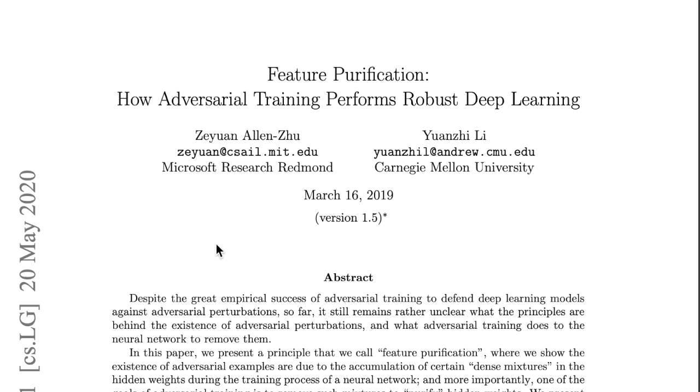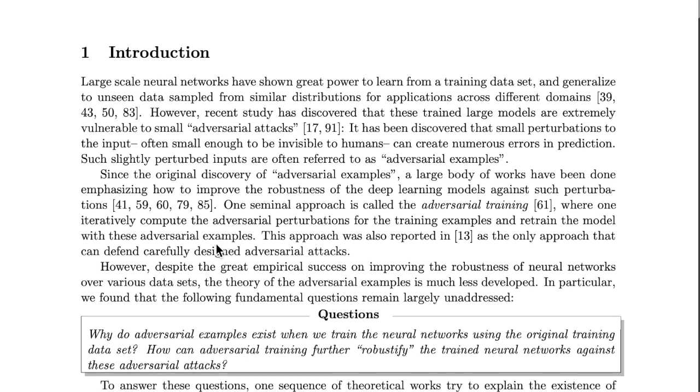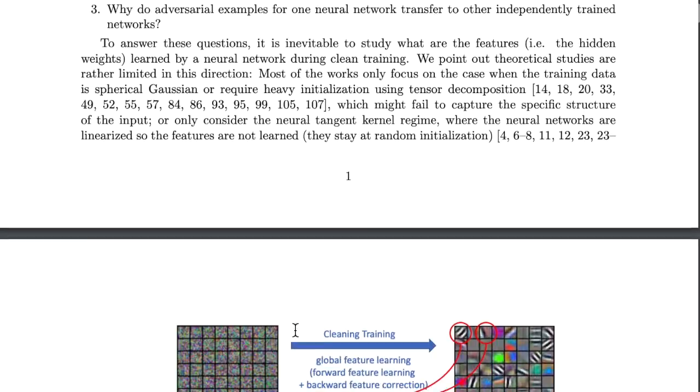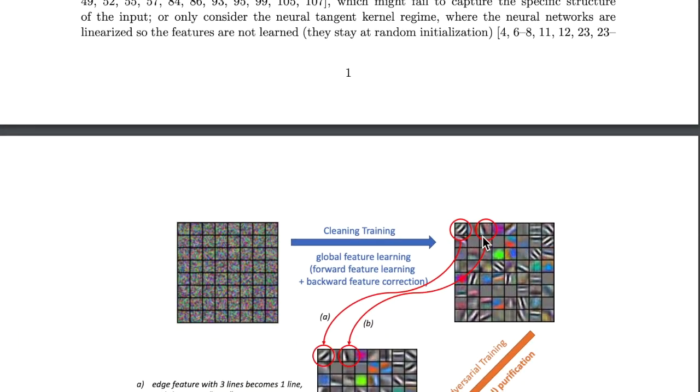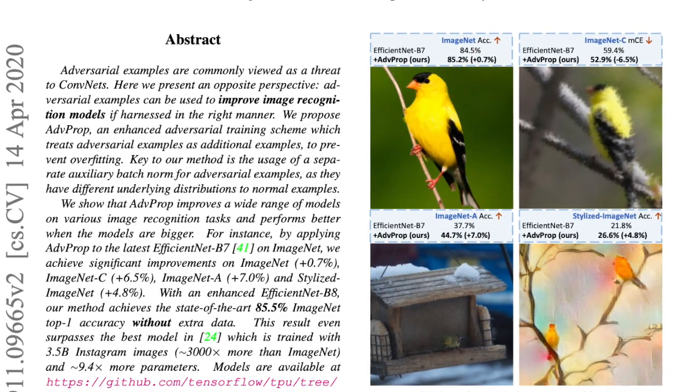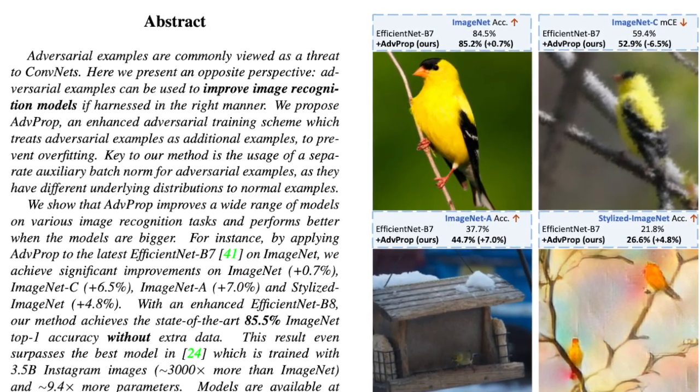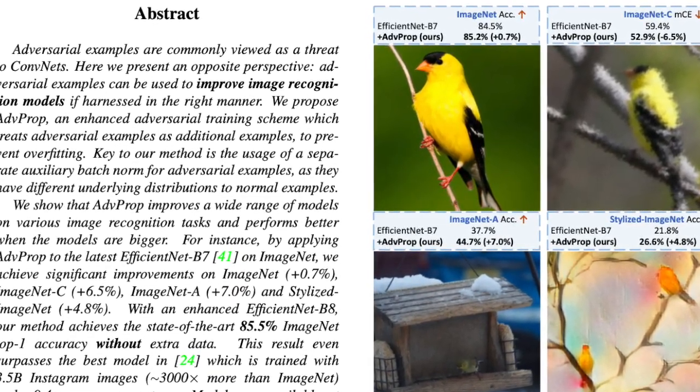Feature purification explores how adversarial training changes the features learned by deep learning models. The authors show that the existence of adversarial examples is due to the accumulation of certain dense mixtures in the hidden weights and show how adversarial training purifies these features, such as this example of going from 3 to 1 diagonal line in a given feature map. If you're interested in adversarial training, I recommend checking out Adversarial Examples Improve Image Recognition, which achieves huge gains on ImageNet and the miscellaneous subsets of ImageNet.